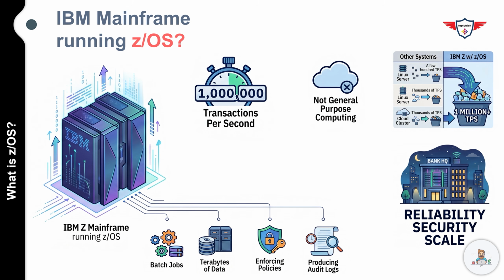Now, you might have heard people saying that mainframes are outdated and sooner or later they will be replaced by cloud-based systems. In that situation, I want you to remember that number: 1 million transactions per second from a single machine with five nines of availability. That means less than 5 minutes of downtime per year.